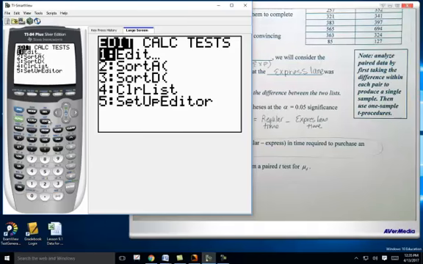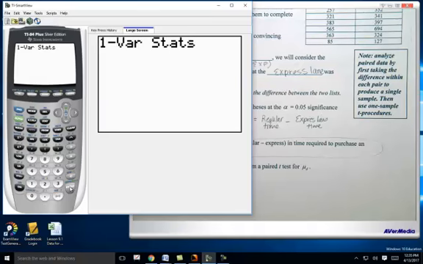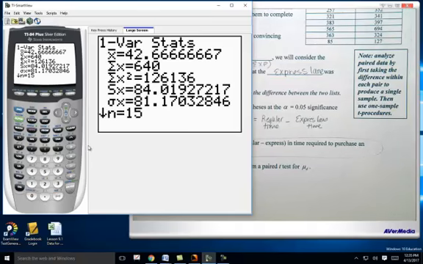And then let's go to stat, calculate one variable stats. You do have to tell your calculator to use list 3. So I'm going to go second 3, list 3. And can I have someone jot down the important numbers here? I want the mean, 42.67, and the standard deviation, 84.02.